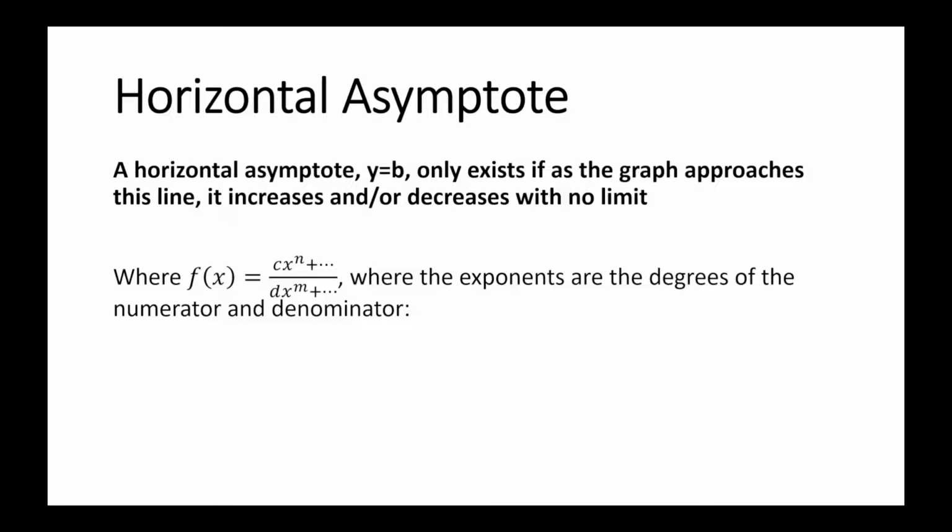So let's use this function here in order to figure out what the rules are. How do we figure out what a horizontal asymptote is from the function provided? Here we have c and d, which are going to be coefficients, and we have x to the n power and x to the m power. N and m are exponents, but they're special exponents. They are degrees. The degree refers to the highest exponent. So for example, if we have an expression x squared plus x plus 1, the squared is the highest exponent. Therefore, 2 would be the degree.